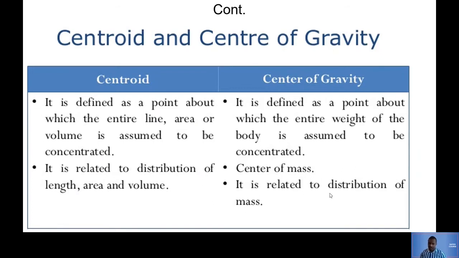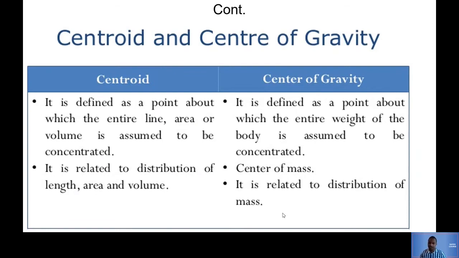Okay, and then center of gravity is related to the distribution of mass. Mass has to do with weight. The difference between mass and weight is that weight includes the gravitational acceleration, which is 9.8. But that's science now.